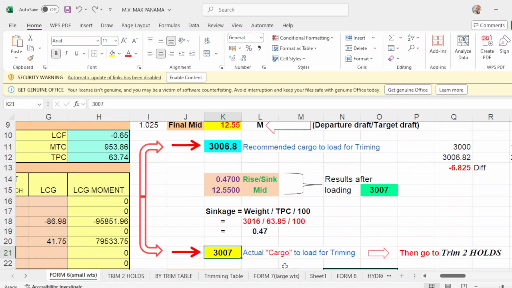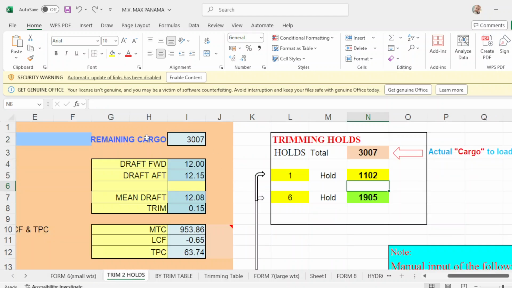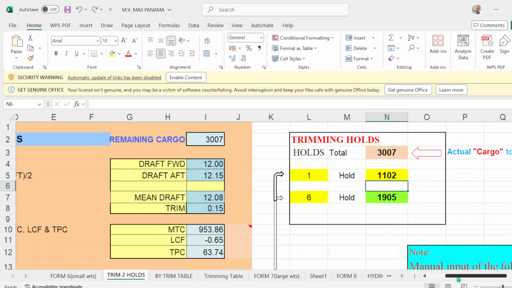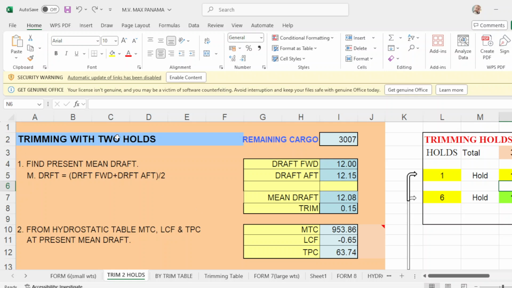It says here, this is the actual cargo to load for trimming, and then go to trim holes 2. So we go to trim holes 2. Take note of this figure. Go to trim holes 2. Then you have your trimming cargo is 3007. The name of the program is trimming with 2 holes, which is trim 2 holes. Okay. You have your initial drop here, forward and up, your main drop, your trim, MTC, LCF, and TPC.